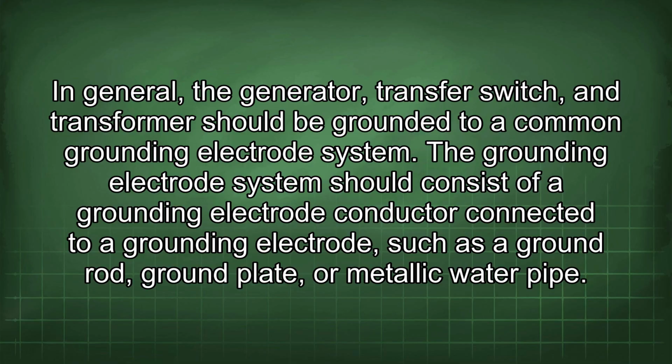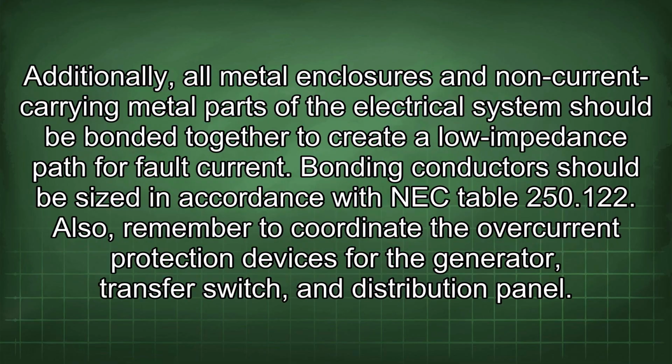The grounding electrode system should consist of a grounding electrode conductor connected to a grounding electrode, such as a ground rod, ground plate, or metallic water pipe. Additionally, all metal enclosures and non-current carrying metal parts of the electrical system should be bonded together to create a low impedance path for fault current. Bonding conductors should be sized in accordance with NEC Table 250.122. Also, remember to coordinate the overcurrent protection devices for the generator, transfer switch, and distribution panel.